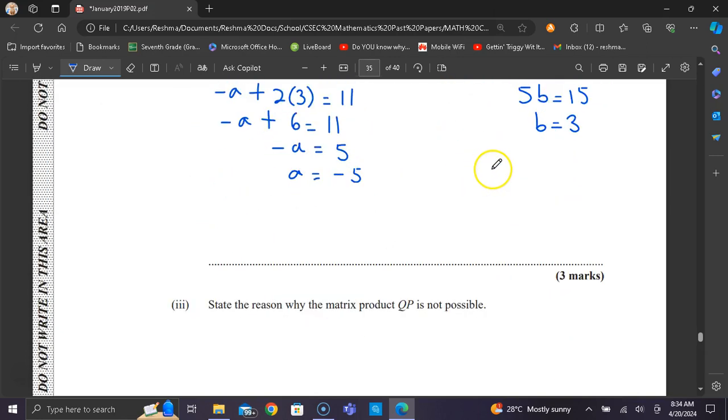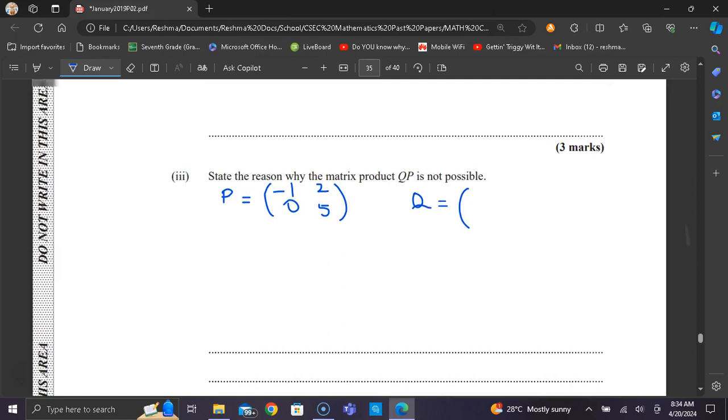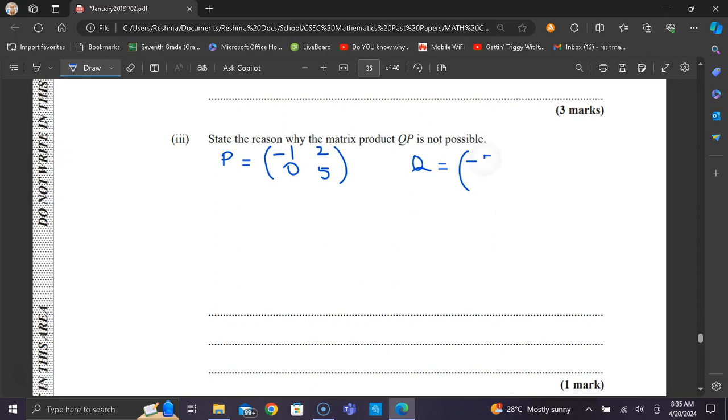Alright. So let's look at the last part of part A. Part 3, state the reason why the matrix product QP is not possible, and this is worth 1 mark. So to determine the compatibility of two matrices to be multiplied together, we have to look at the order of the matrices. So matrix P is -1, 2, 0, 5. Matrix Q is, if we substitute back the values of A and B, A was -5, 3. Alright, so Q is -5, 3.